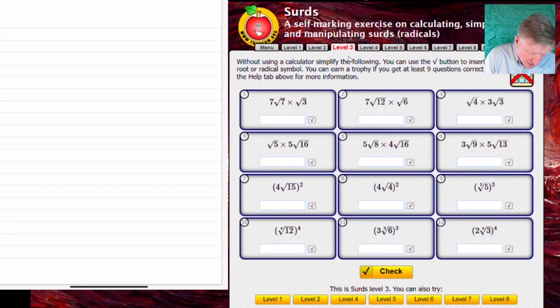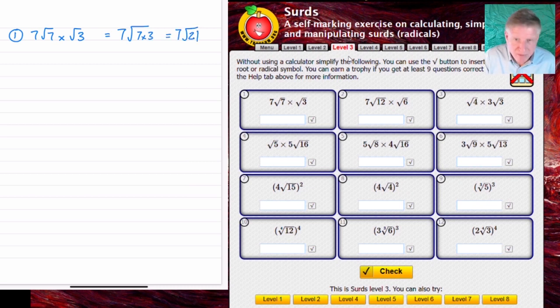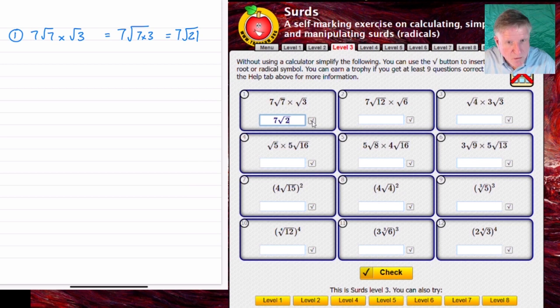Level 3 starts off, question 1, with 7 root 7 multiplied by root 3. Now what we have to do is simplify this expression. Well, I don't think it's going to simplify very much. We could combine the two roots to make it 7 root 7 times 3, which is equal to 7 root 21. Let's see if that's the right answer. I'll type it in here. 7 root 21. Click the check button. Yes, it's correct. Okay, we're on a roll. Question number 2.